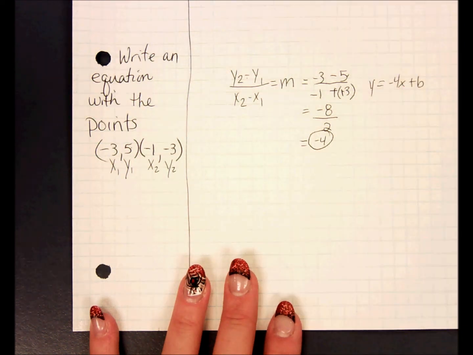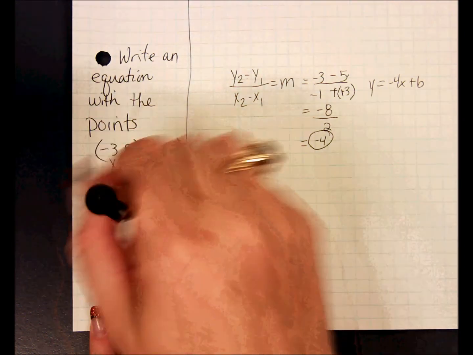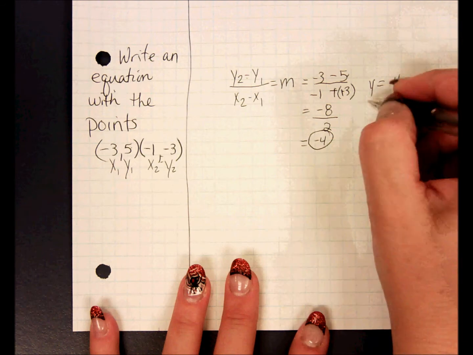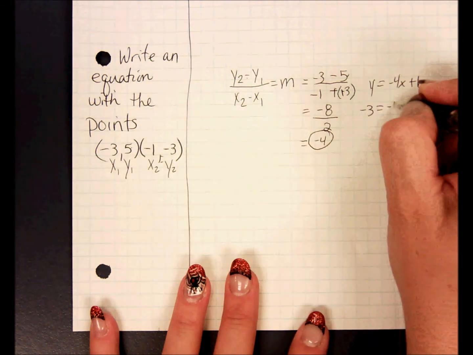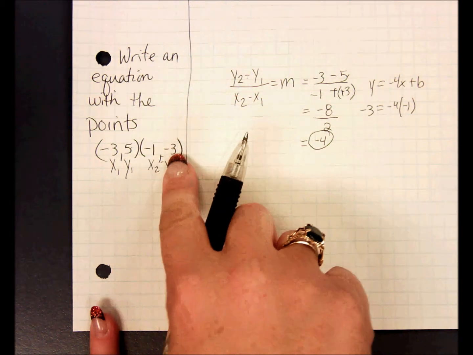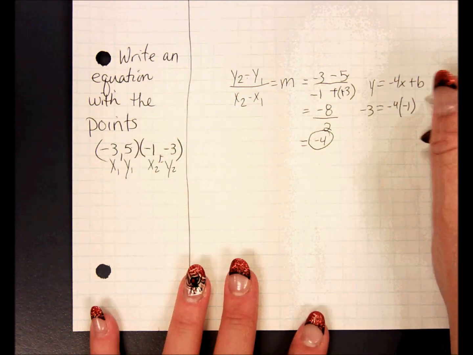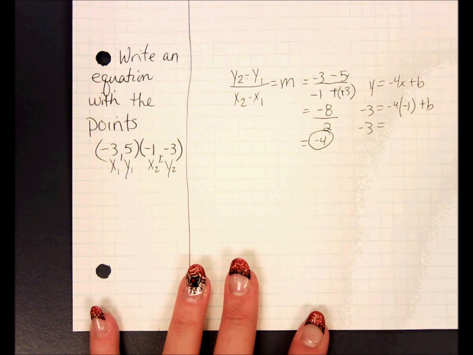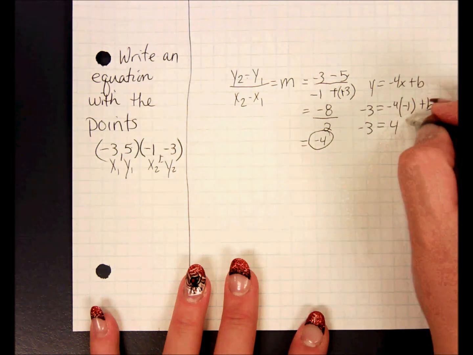And now I use what I just did a minute ago. I pick a point. I think I'm going to use this one. Doesn't matter which one. Negative 3 equals negative 4 times negative 1. This is the x and the y, plugging it in to find the b. Negative 3 equals, let's see, negative times a negative is a positive. 4 times 1 is 4.